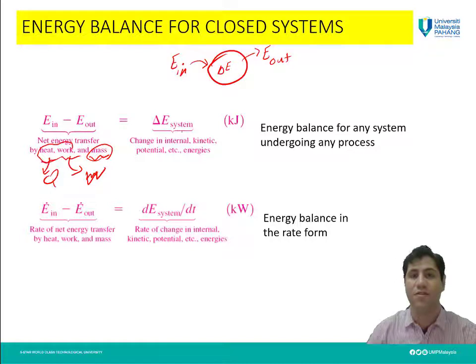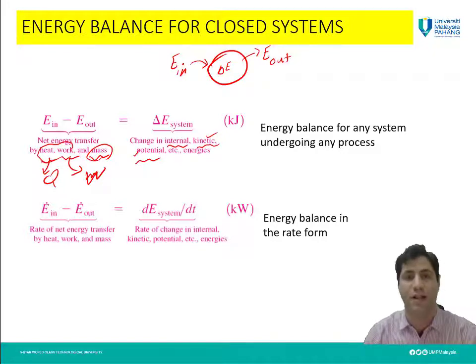And delta E system, or change in the energy of the system, includes changing the internal energy, changing the kinetic energy, changing the potential energies, and other types of energies which we may have for a closed system. But usually in our calculations, especially in the rest of this session, we can ignore kinetic and potential energy, and the whole change in the energy of a closed system is due to change in the internal energy of that system.